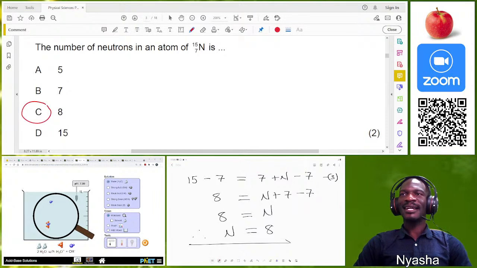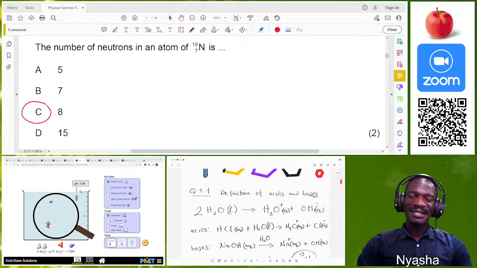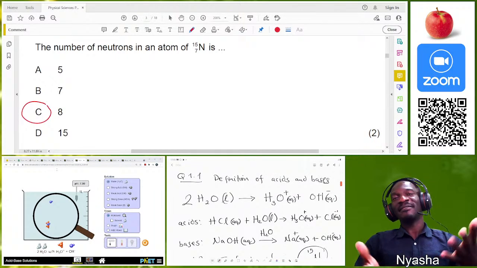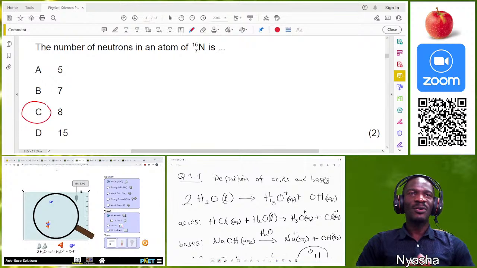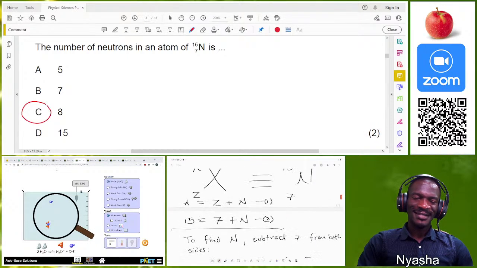It was basically acid-base definitions, right? And the second one was then the definition of an atom. This one is actually a grade 10 question. So it's a bonus, right?